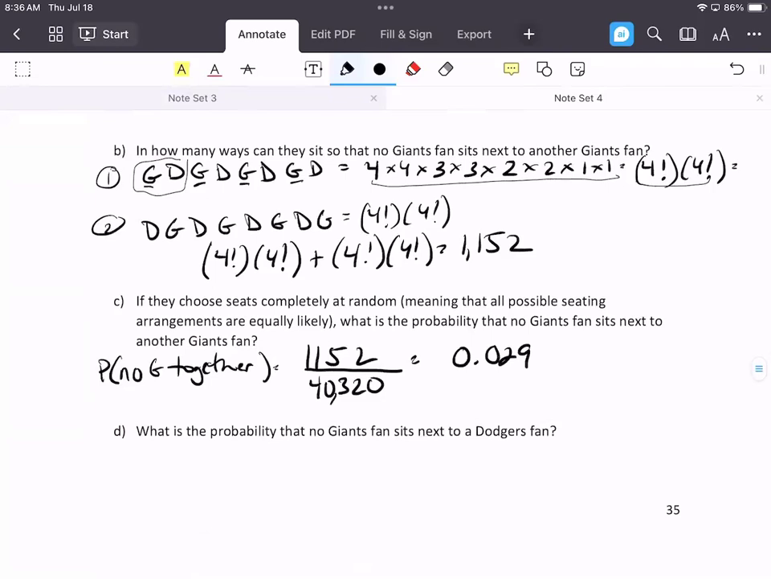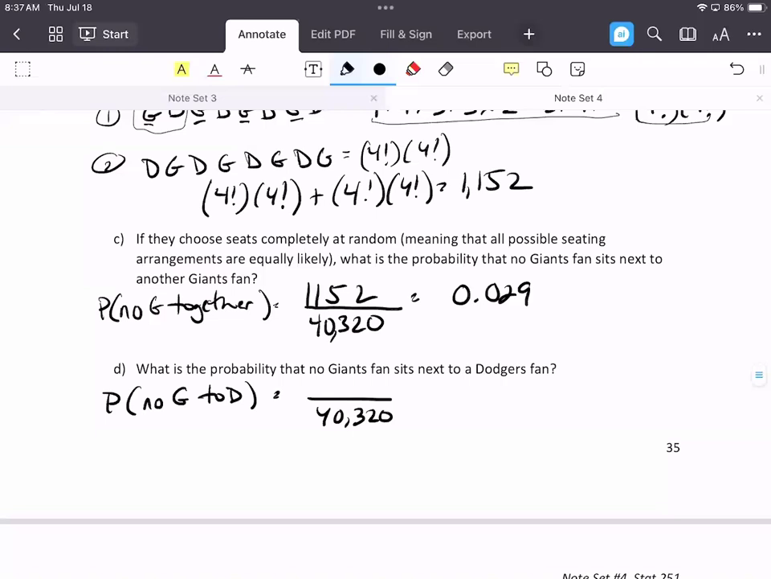What's the probability that no Giants fan sits next to a Dodgers fan? Well, we know once again the sample space is 40,320. That's the size. Let's see if we can come up with it. If we do all of the Giants together, oh, remember, we're in a row of 8 seats. Can this possibly happen? The answer is no. So the probability is 0.